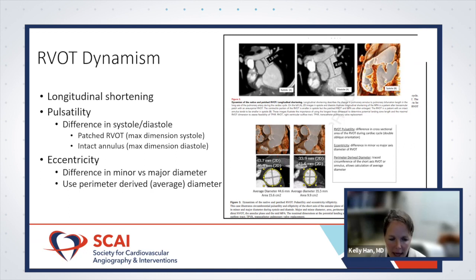And then on the bottom, I like to think of it as pulsatility. What you see on the bottom right is the same patient in systole and diastole. You can see the difference in the major and minor dimensions, and you can also see the difference in the average diameters. I think the average diameter is by far a better way to look at it, and it probably matches much better the valve that you're going to pick for percutaneous valve placement.